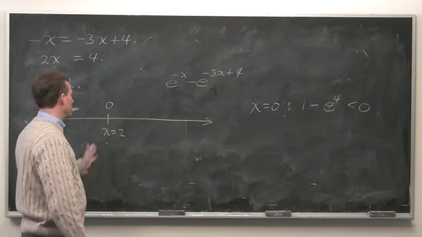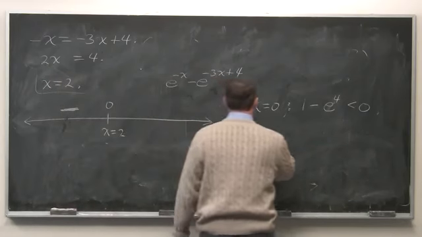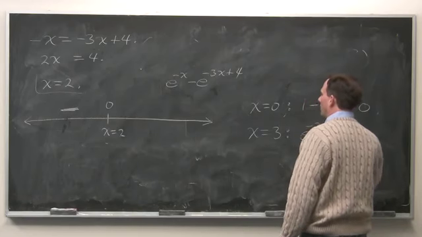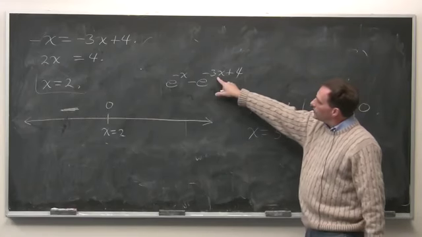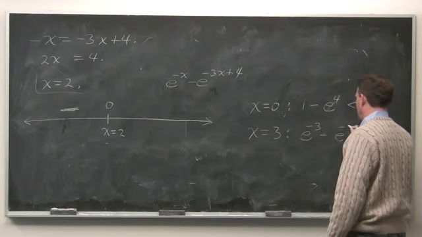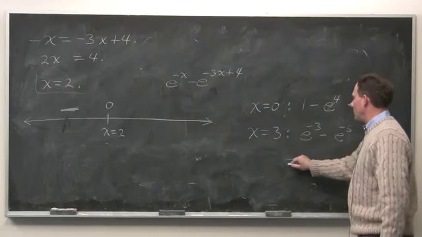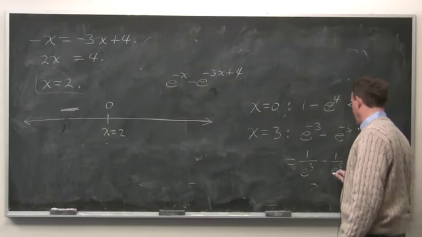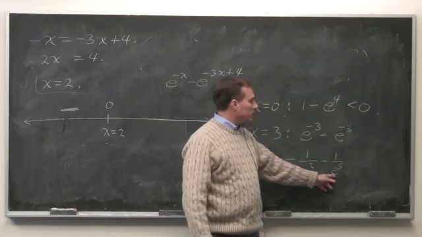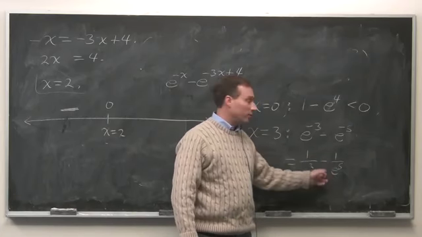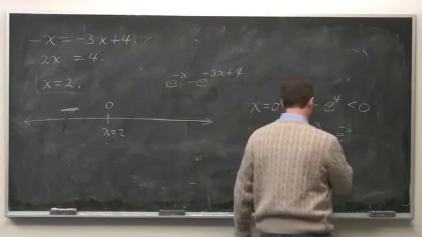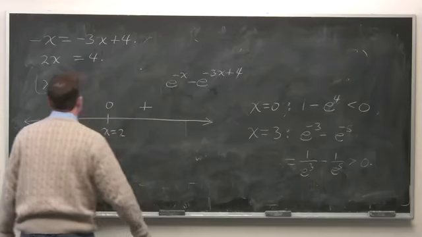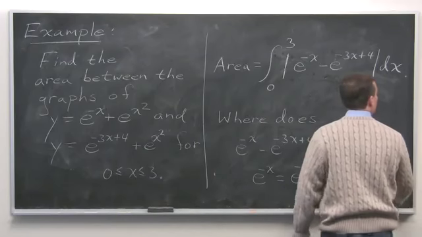What's another nice x value to plug in? I don't know, x equals 3. Maybe plug in x equals 3. You get e to the minus 3 minus e to the, when x is 3, you get minus 9 plus 4, so you get minus 5. So e to the minus 3 minus e to the minus 5, maybe it would look better as 1 over e cubed minus 1 over e to the fifth. E raised to the fifth power is much bigger than e cubed, so this is a smaller positive number subtracted from 1 over e cubed, so this is positive. So yeah, the sign did switch here. You get a plus.